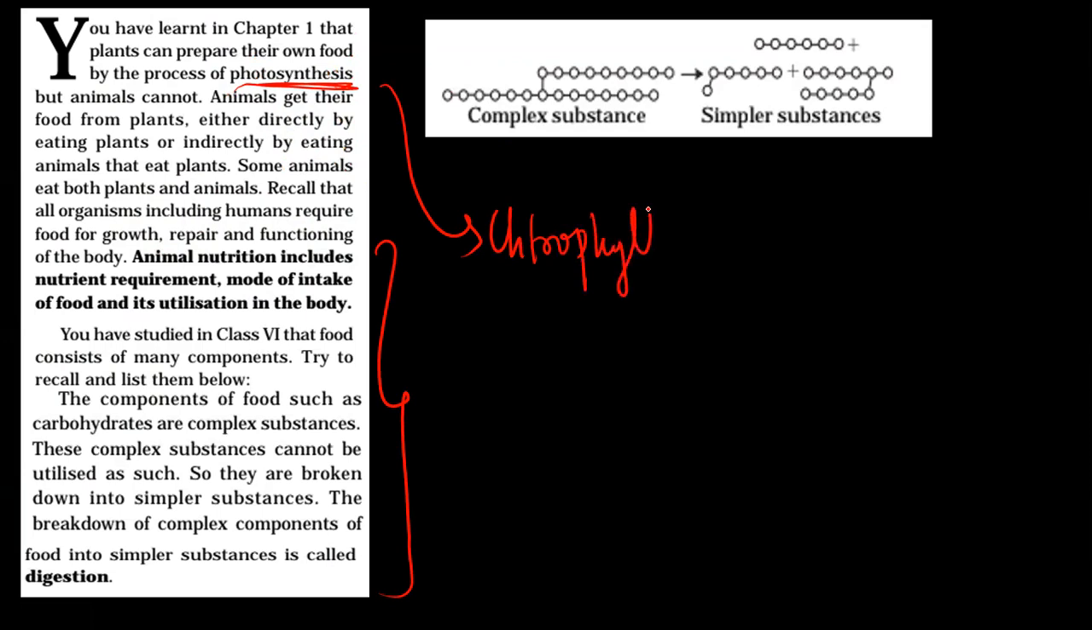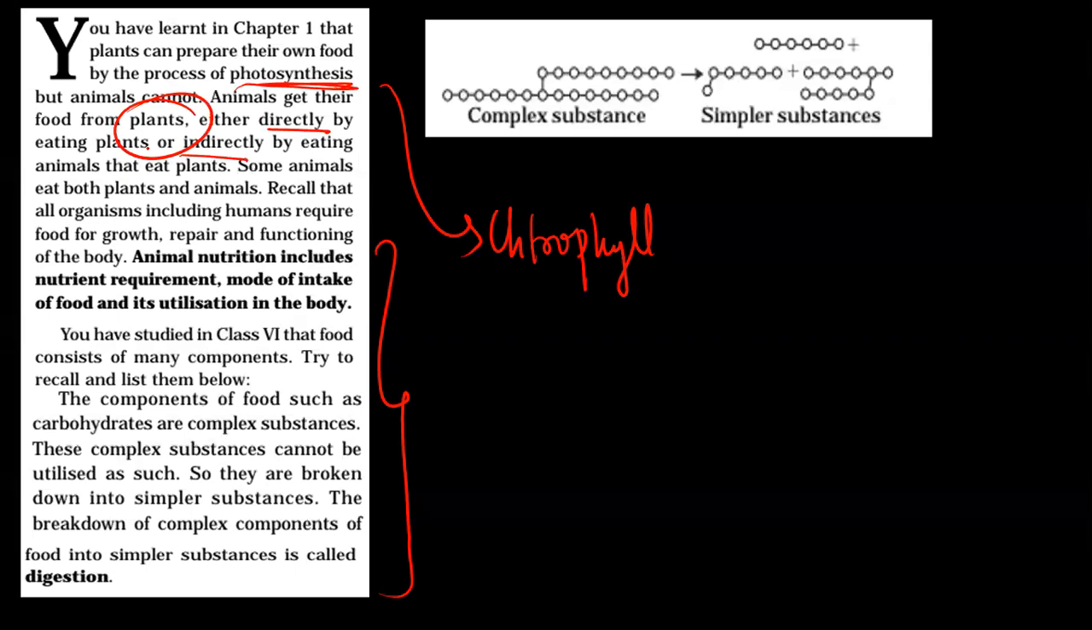So this is the basic introduction of the lesson. So you can give a go through. The important points start from here. So plants, they prepare their food by photosynthesis because they have a pigment called chlorophyll which helps them in this process. And animals directly or indirectly get their food from plants. So plants form the basis of our food.